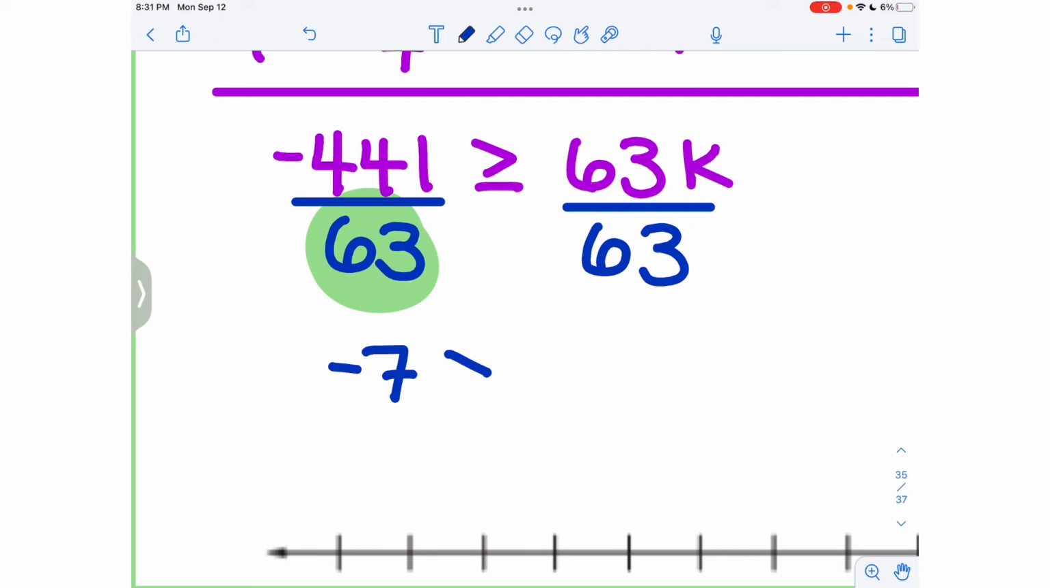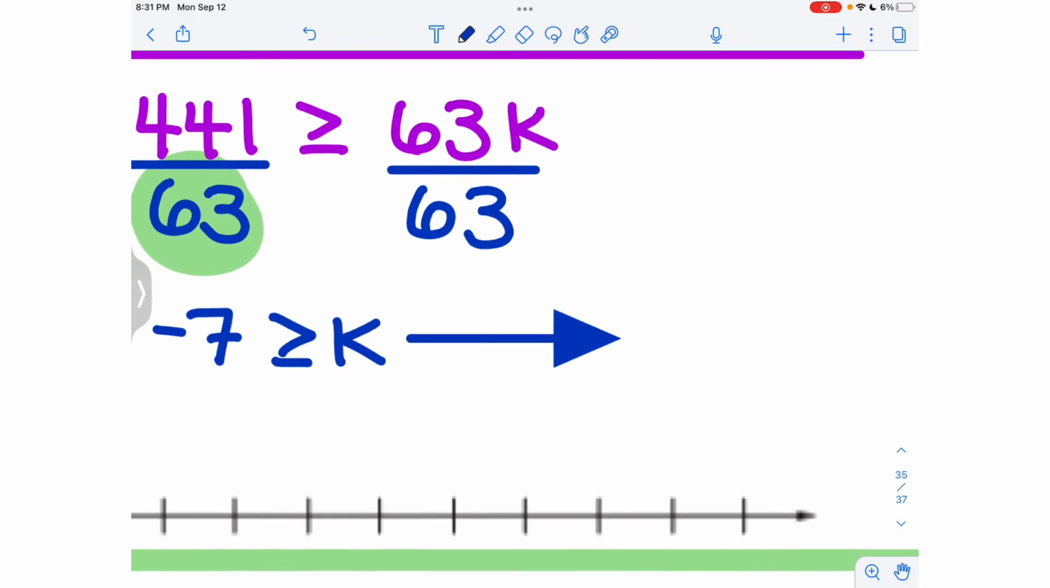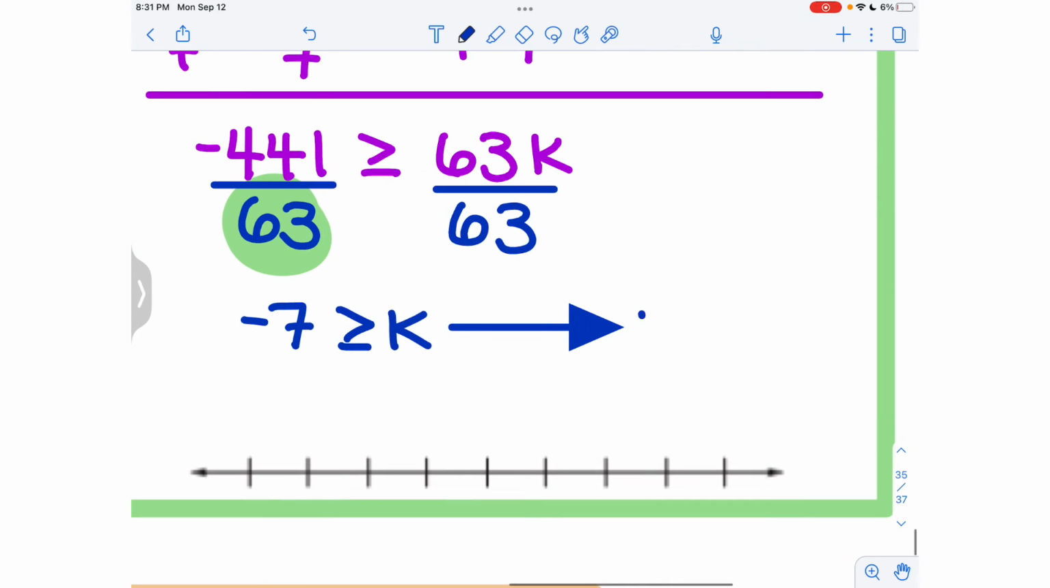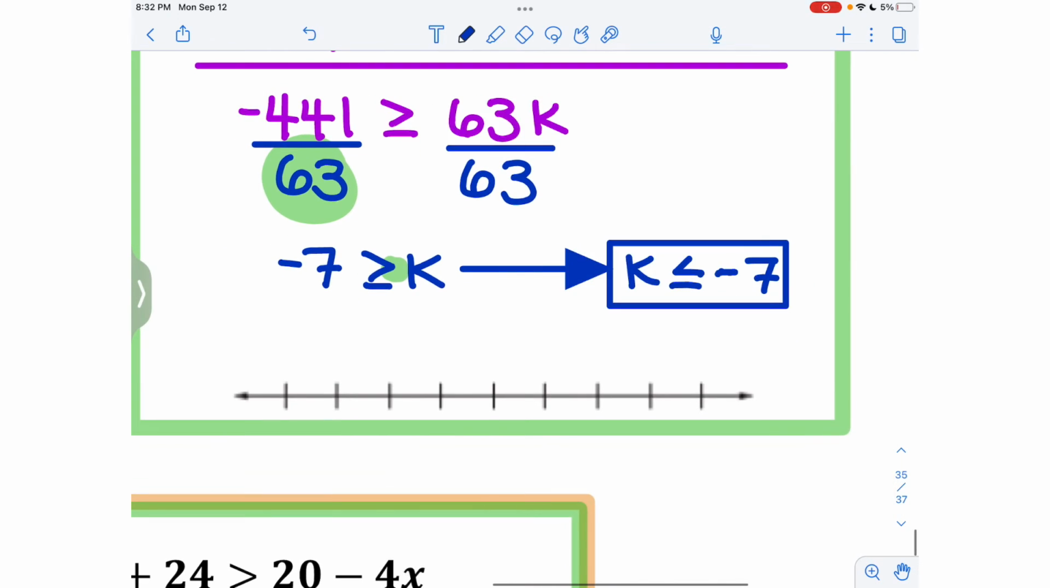Now, here's the issue. The variable is on the wrong side. So I'm actually going to rewrite this. And doing so, it's going to look like I flipped the sign. I actually am not flipping it because the pointy side was always facing K. So I'm going to rewrite this with the pointy side still facing K. But it looks like I kind of flipped it around, and I kind of did.